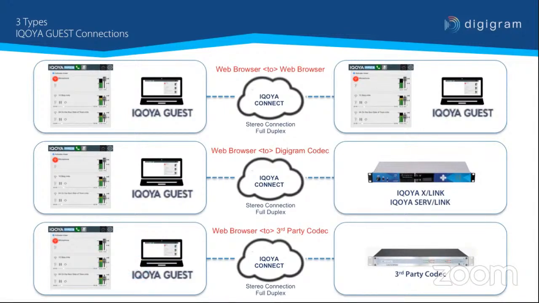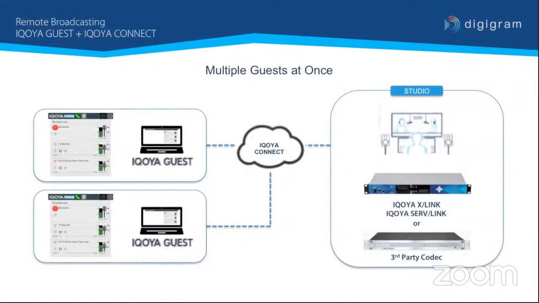Now, all of this represents a simple two-way communication. We also can do multiple guests at once. When we do that, we no longer can do web browser to web browser. We have to introduce hardware at one end. So in this example, we have either a Crosslink or a third-party codec in the studio, and then the first Akoya Guest connection is coming in on the first 2 channels, for example, and maybe the second person is coming in on the second 2 channels, and then that's being mixed here.